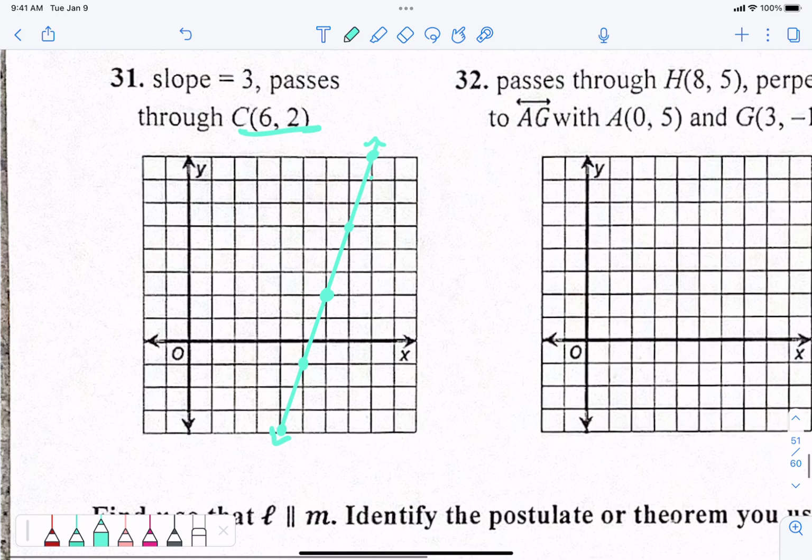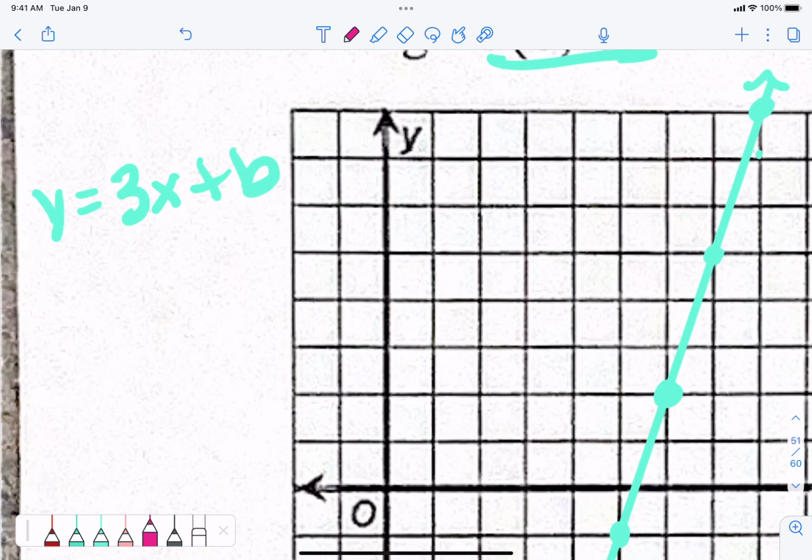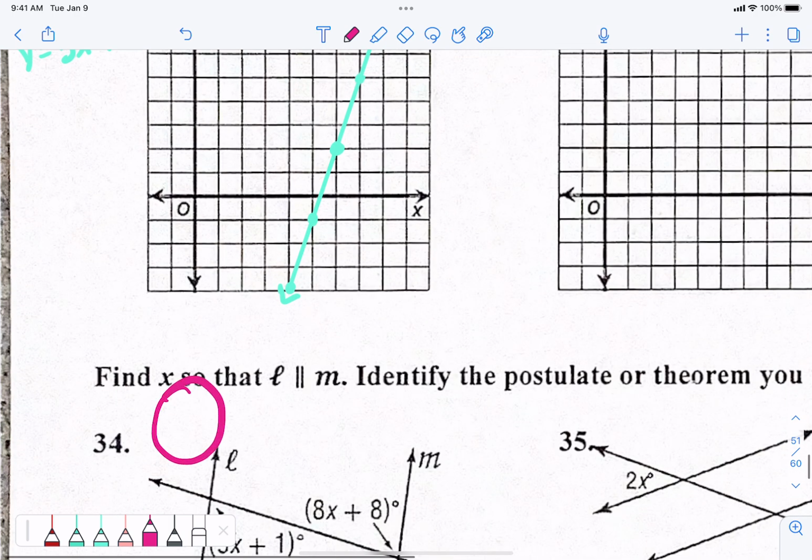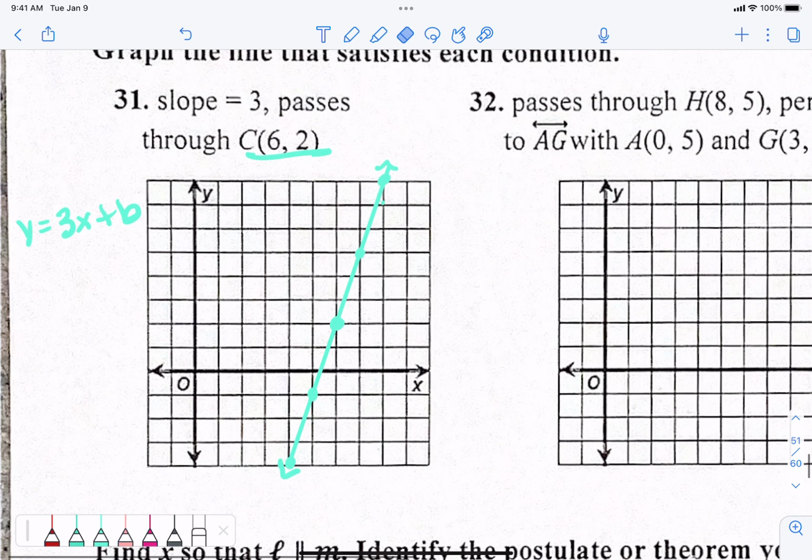So the graph of this one looks like that, but if I'm trying to write an equation, y equals 3x plus b. The only thing they don't give me is the b part. They give me the slope. How do you find the b? Plug that point in. Plug 6, 2 in. Or I could look at my graph to figure out where it intersects. It's going to intersect down here somewhere, but I have no idea what that point is. It's some negative number, right?